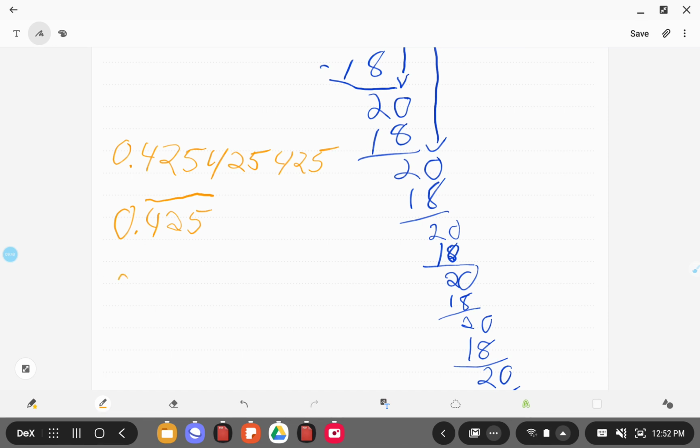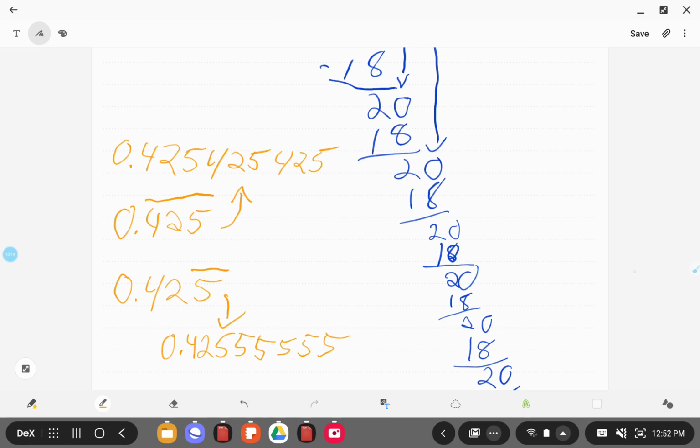If you only wrote 0.42 and put the line over the 5, that's a completely different number, right? Because the number up there represents 0.425, 425, 425, 425, forever and ever. This number would mean 0.425555555, right? So the bar goes over the whole part that's repeating. That's how you signify what the number is.